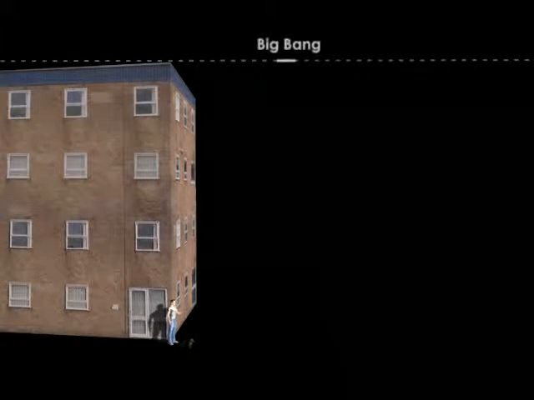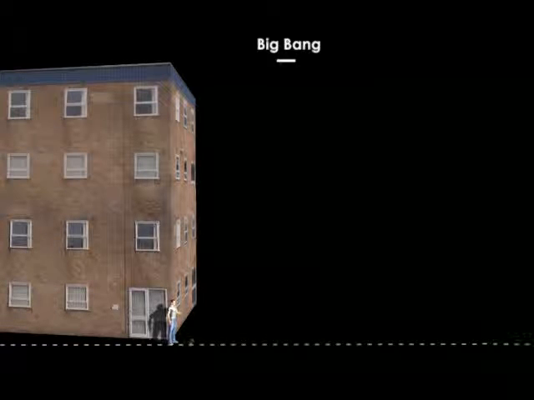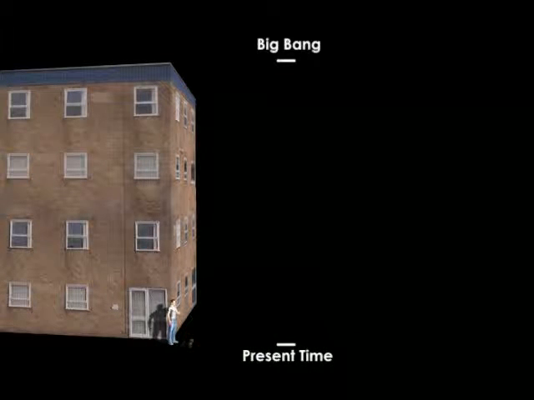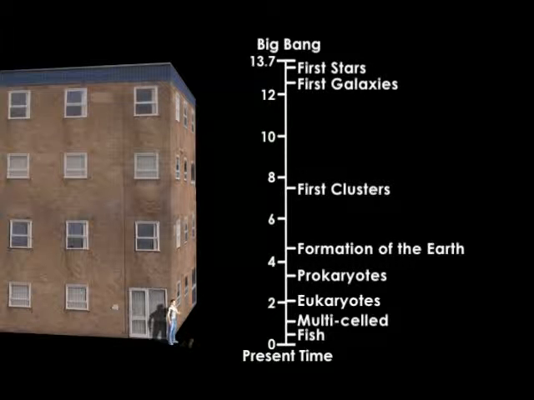It's difficult to conceive of such a span of time, but here's one approach that provides a human terrestrial perspective on cosmic history. At the top of a 4-story building sits the Big Bang, while at the bottom is the present time. Here you can see some key events and periods: the first stars, the first galaxies, the formation of the Earth, the emergence of simple and complex cells, the first multi-celled creatures, and so on.